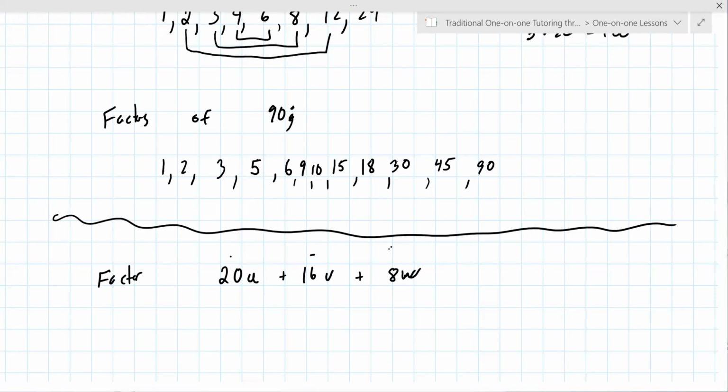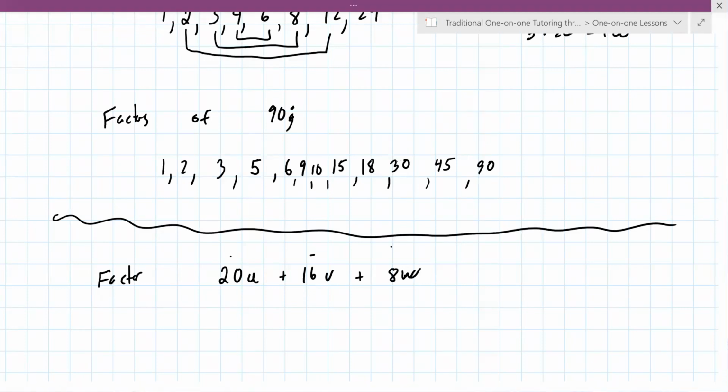All right. Let me know when you come up with that. What is the biggest number that goes into all of them? 8. Does 8 really go into all of them? No, it does not. So you have to be careful there.